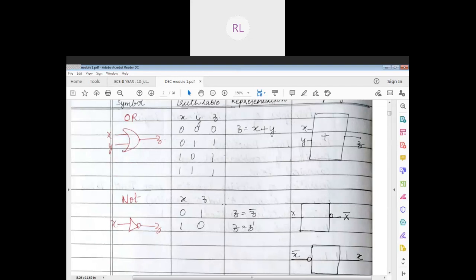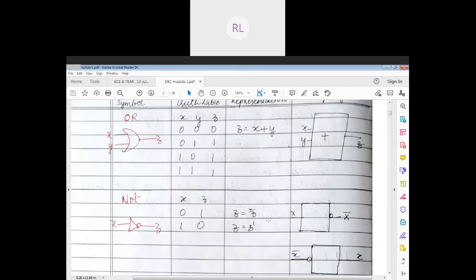So because it's multiplication and addition. Similarly, your NOT gate here, since it's only 1 bit, how many combinations will I have? Only 2, 0 and 1. So if my input is 0, my output is going to be 1. Similarly, 1, 0.